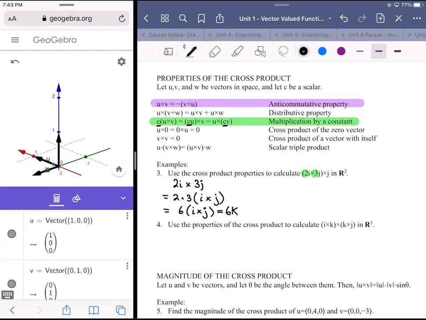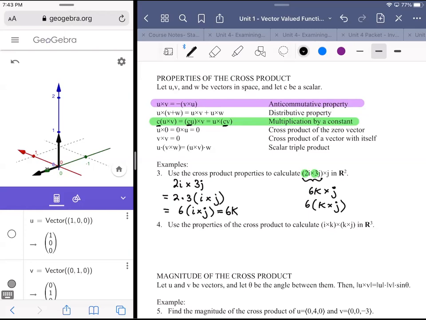Right. So we have the result of the left-hand side, which is 6K crossed with J. So 6K crossed with J is really the same as 6 times K crossed with J. Then I just have to figure out what K crossed with J is going to be. Well, I know where K is. That's the vertical axis.